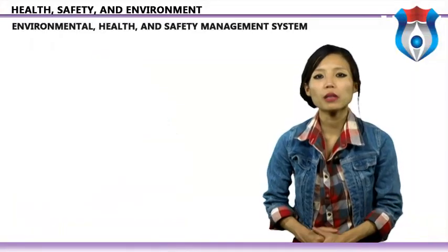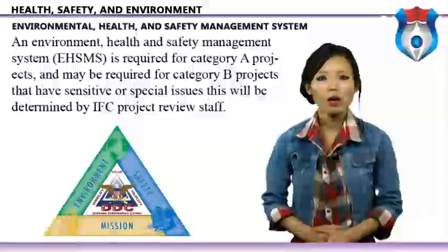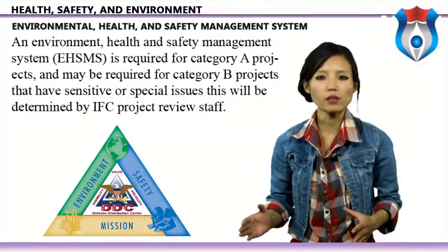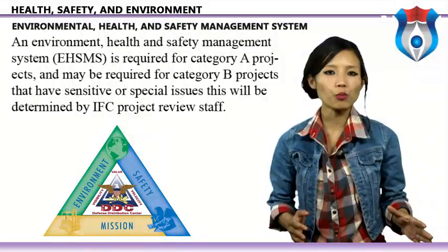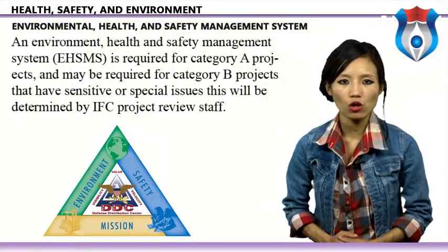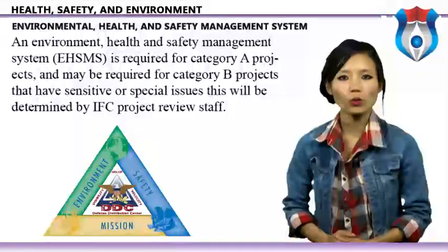Let us now know the meaning of Environmental Health and Safety Management System. An Environment Health and Safety Management System (EHSMS) is required for Category A projects and may be required for Category B projects that have sensitive or special issues. This will be determined by IFC project review staff.